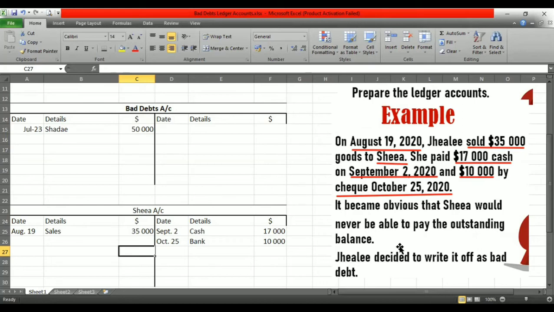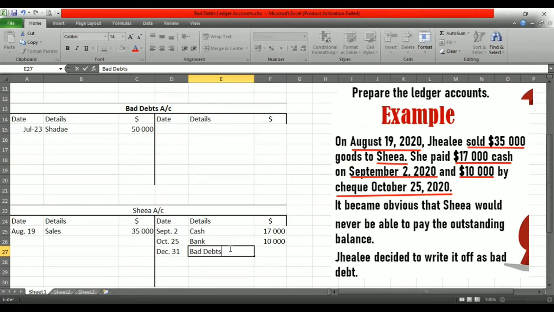Remember, $35,000 worth of goods sold. She paid $27,000 in total, so therefore she's owing $8,000. Jaylee decided to write off that $8,000 as bad debt. So in the debtor account, remember, no date was given, so we're using the end of the accounting period, and that is December 31st. The other item affected, because we're writing this off as bad debt, or details is bad debt, and the amount that we're writing off is the value which she's owing, which is $8,000.